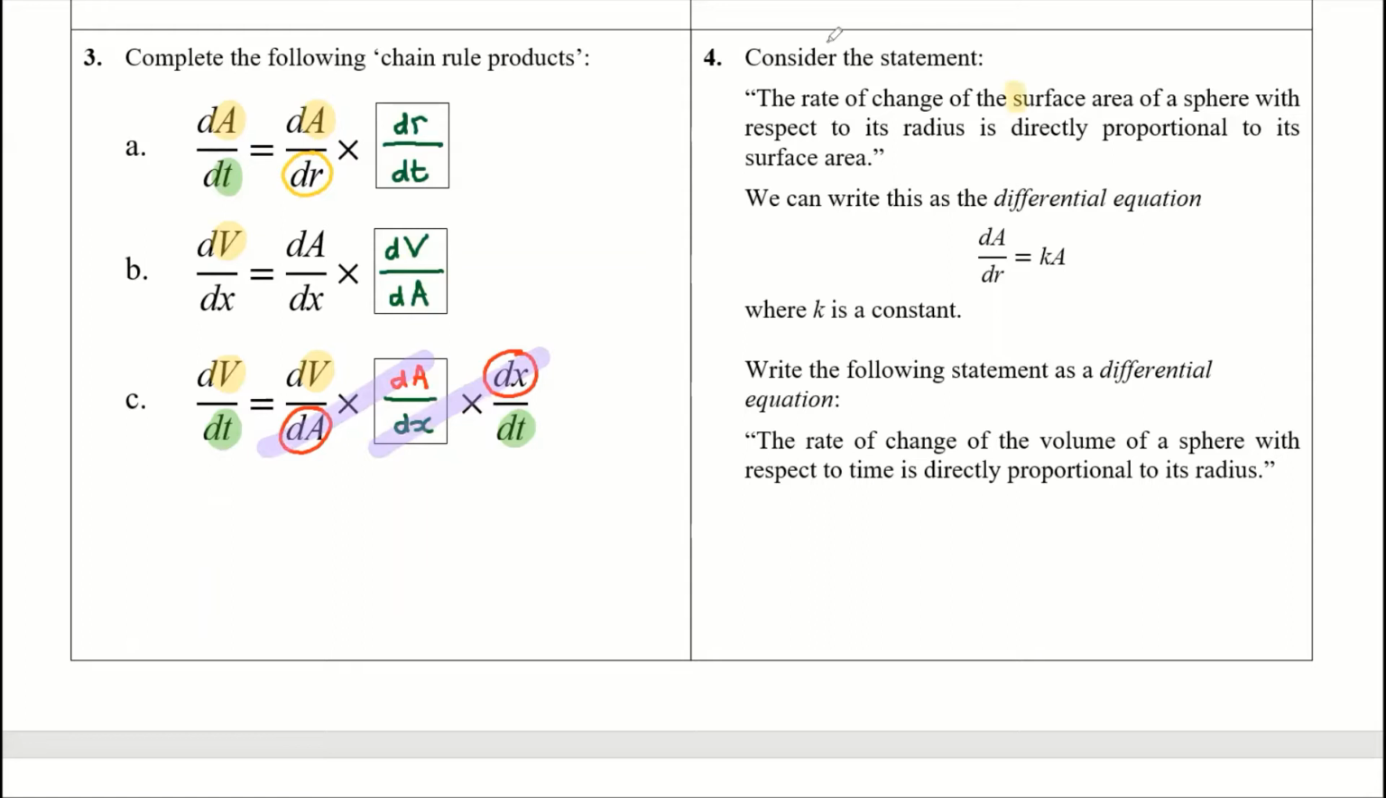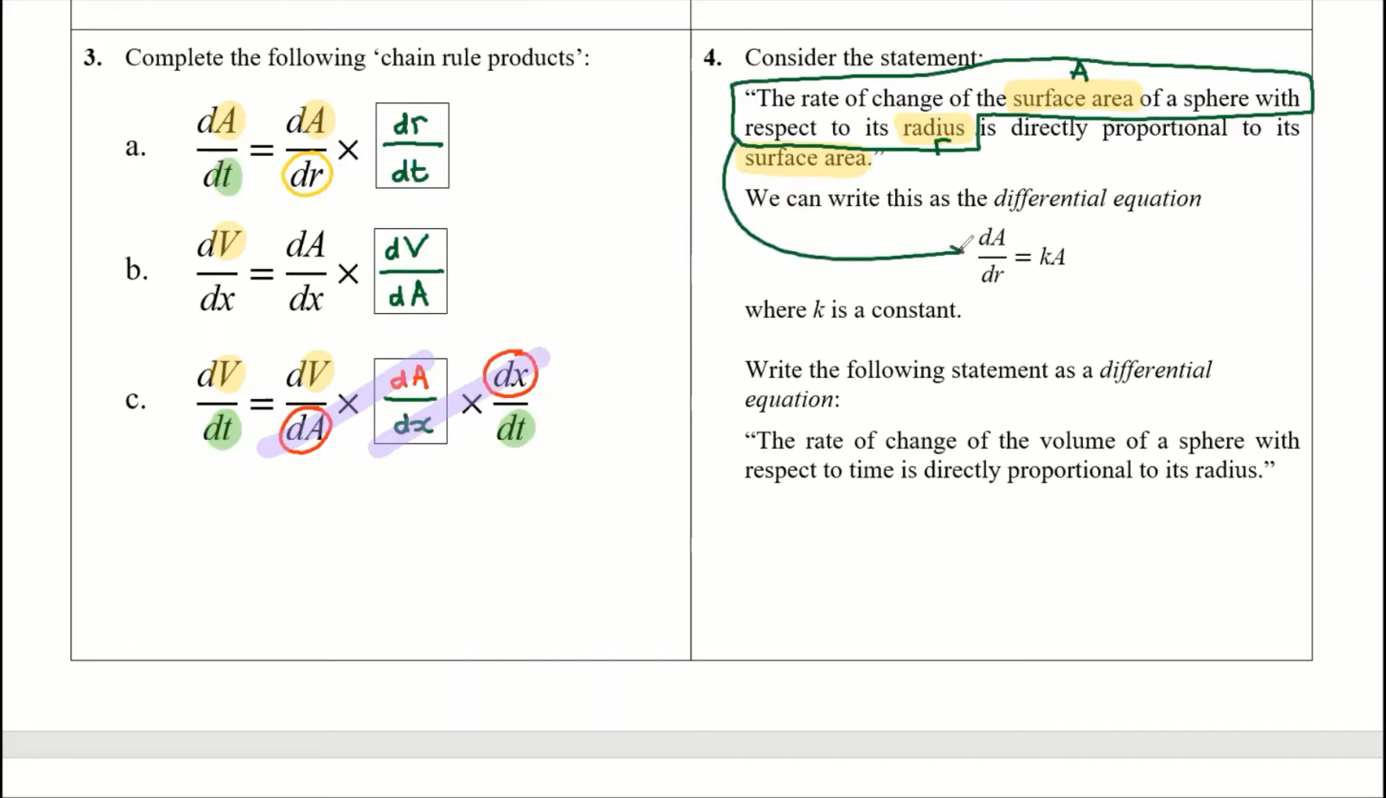The surface area of a sphere with respect to its radius. So we can replace these with letters, can't we? We've got surface area again here. Now you can tell by the way the differential equation has been written that the surface area must correspond to A and the radius must correspond to R. And the rate of change of the surface area of a sphere with respect to its radius, that whole first part of a sentence, all that corresponds to the dA by dr, which we've got here.